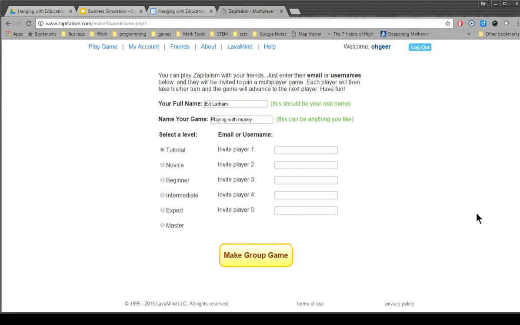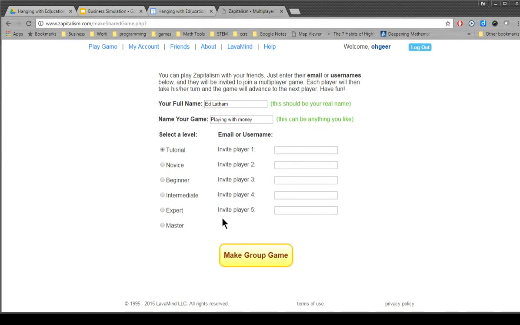With learners, depending on their comfort range, I probably would have them all make a free account. It's not going to hurt them. And I'd probably take their username. In my case, my username is Ogier. I would just go ahead and type those in, or have them type them in. Notice there are only 5 players because they're assuming I'm going to be one of the players as well. And we can make the group and play.